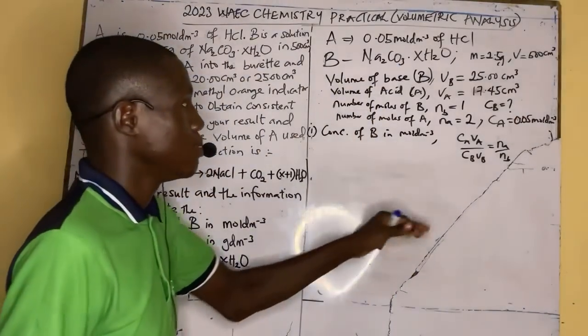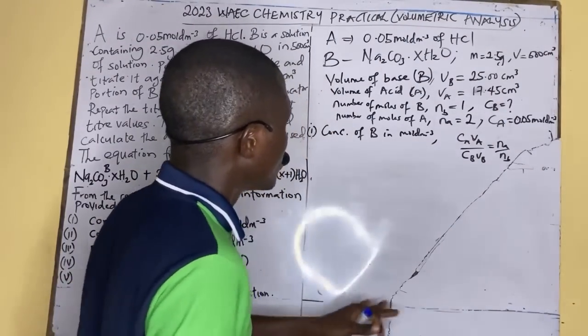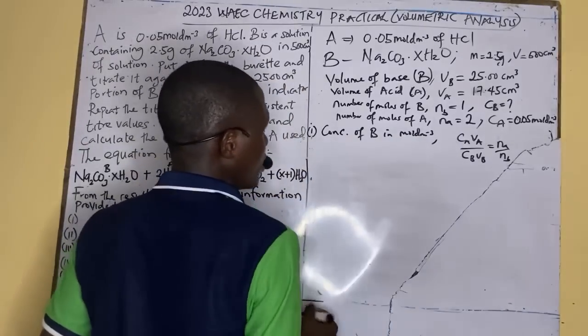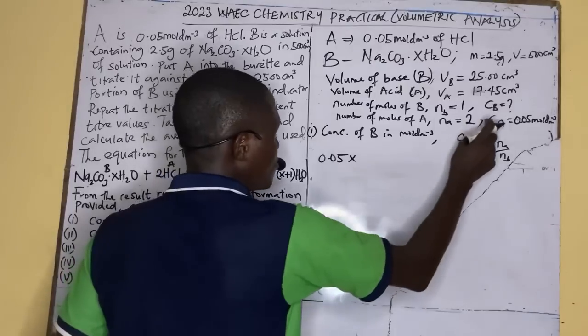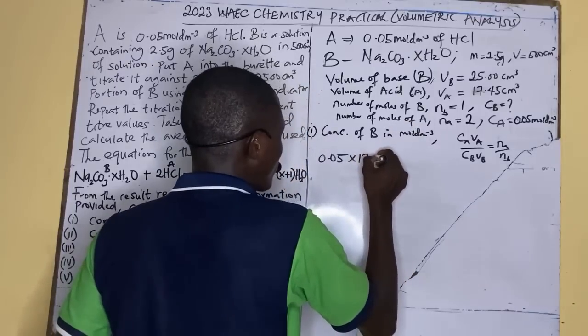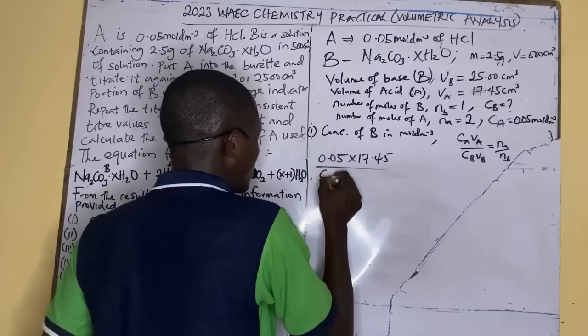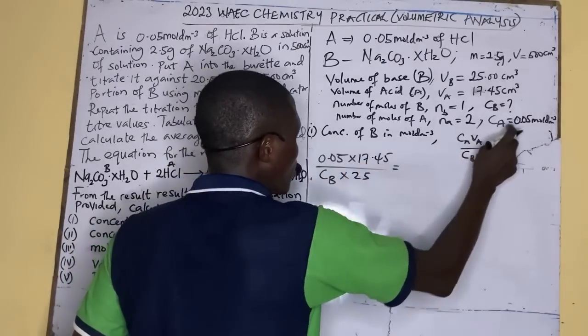So CB is what we are looking for. Now, from there, subtracting the old parameter that is here, we are going to say CA times VA is 0.05 times 17.45 over CB that we are looking for, CB times 25, equal to what's your NA?